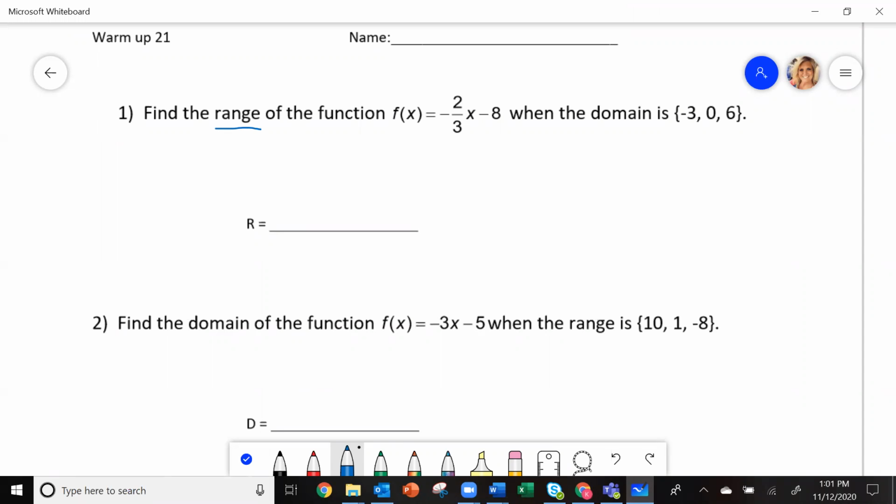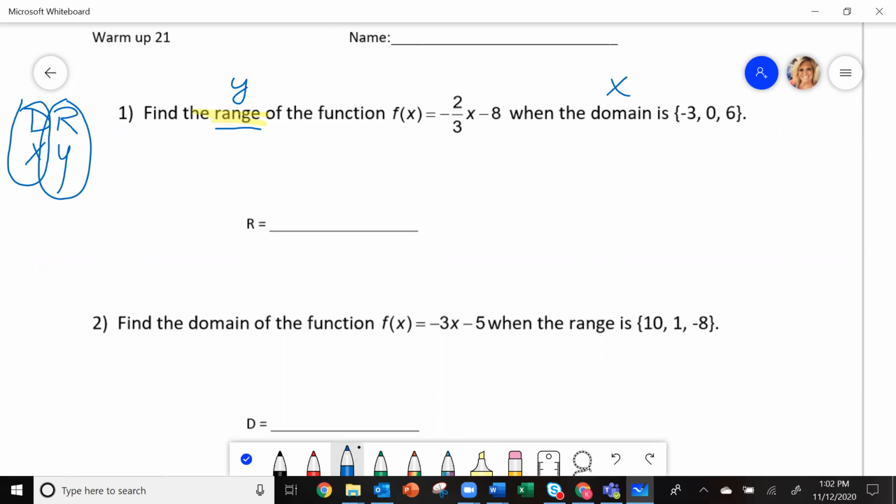whenever you see range, put a y above it. Remember the saying that we talked about, Dr. X, Y. That helps me know that domain is the X, range is the Y of the function. Whenever you see domain, you're going to put an X. Now, it wants us to find the Y values.